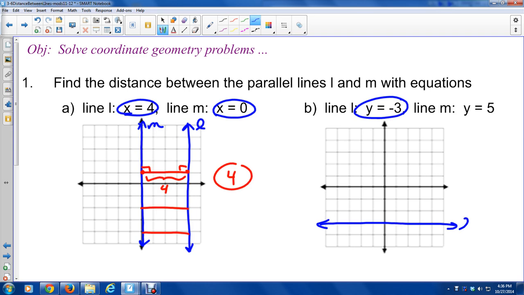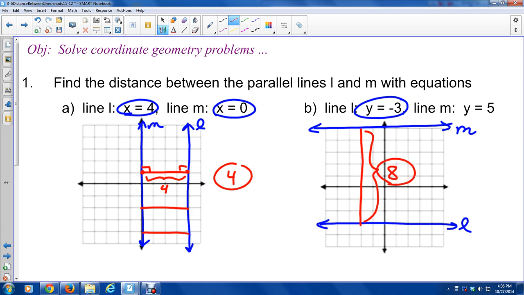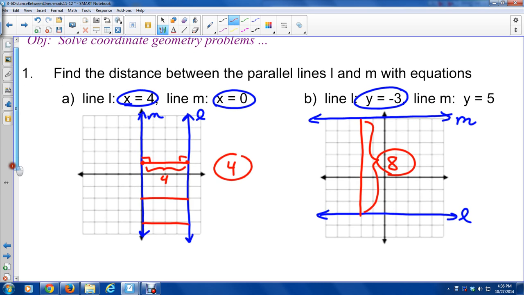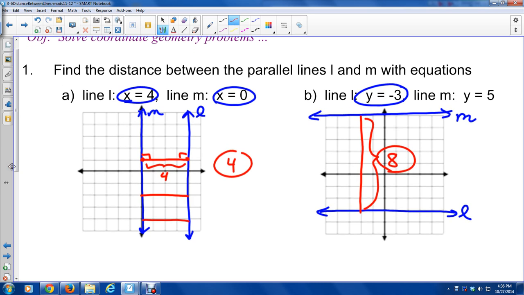Second one, just to give us an idea, I've got y equals -3, and you probably guessed what's happening here. I switched up. Now we've got horizontal lines. Y equals M, or y equals 5, is line M. And the distance between line L and line M, hopefully you're counting, and I'm getting a total of 8 units for that distance when I count. Things are really nice when we've got vertical and horizontal lines.